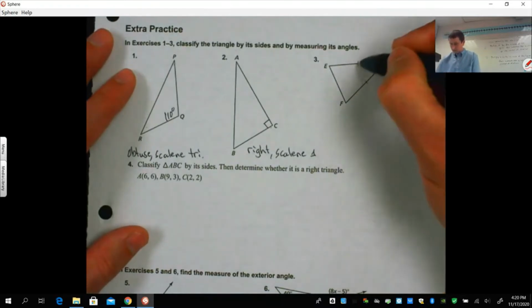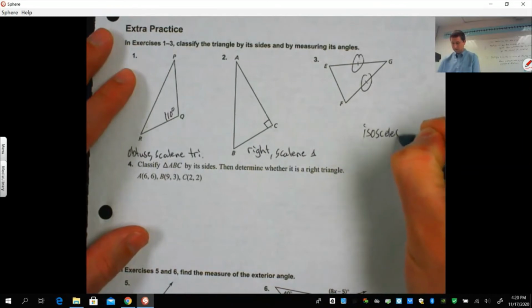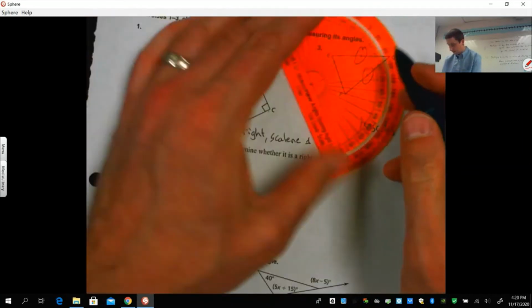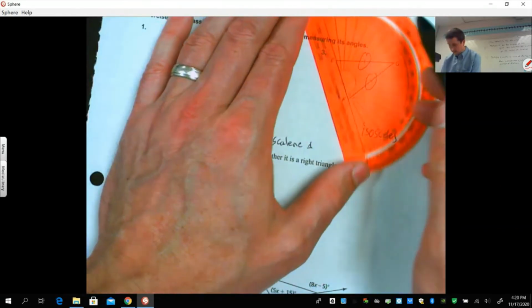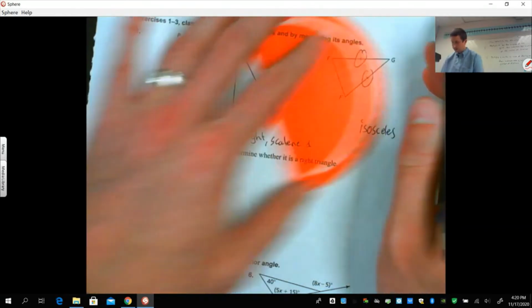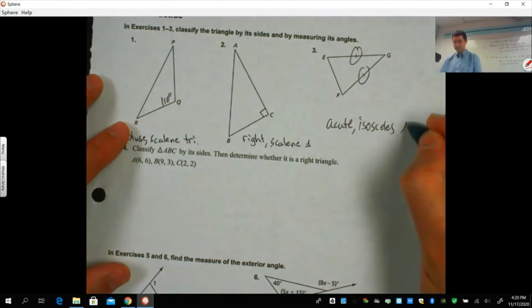Okay, I have two congruent sides here, so I know I have some sort of isosceles triangle. It looks like all of these are acute, and you can confirm that. Yep, that's less than 90. That's less than 90, and the top one's going to be less than 90. So we have an acute isosceles triangle.